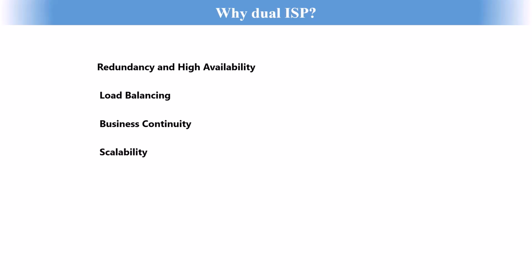Scalability. As your organization grows, you can easily scale your internet connectivity by adding more ISPs or increasing the bandwidth of existing connections. Flexibility. Dual ISP configurations offer flexibility for managing your network. You can customize routing and traffic policies based on specific needs or requirements, adapting to changing circumstances.